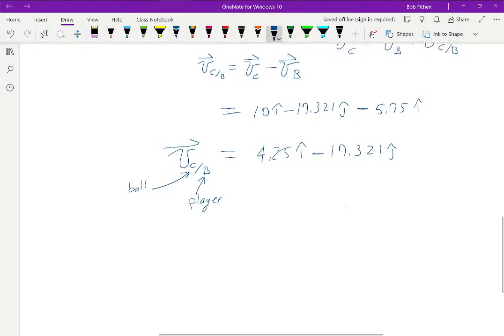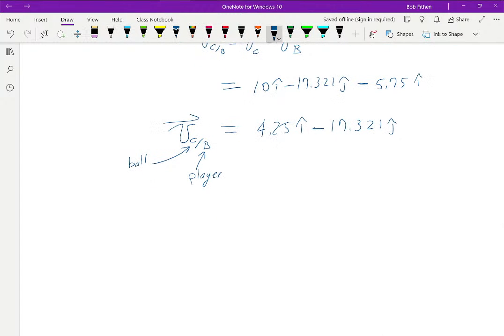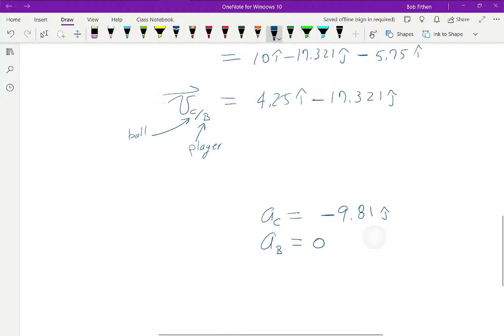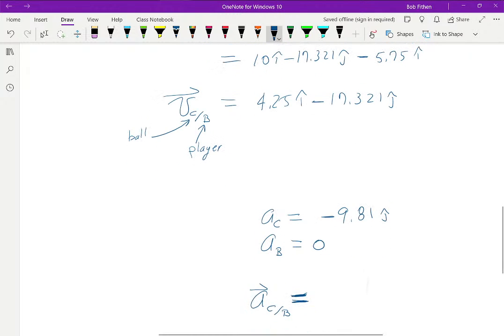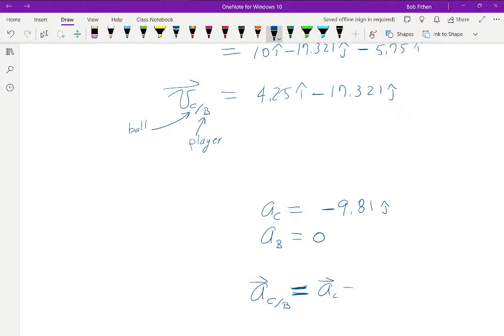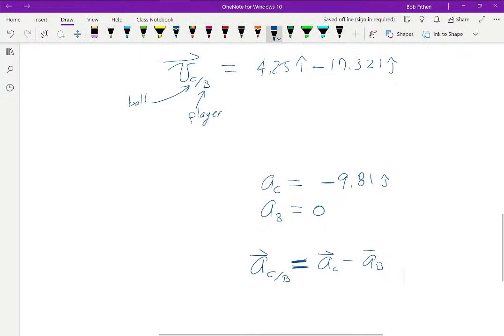Now, if we want to look at the accelerations, interestingly enough, the player is moving at a constant speed, so his acceleration is zero. The acceleration of the ball is only 9.81 J. So if you want to know the acceleration of C relative to B, you could use the same thing. Pretty boring.